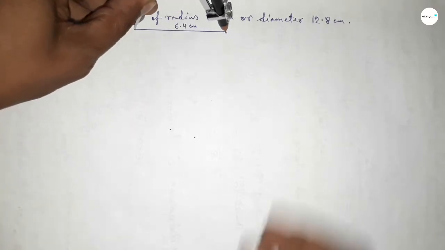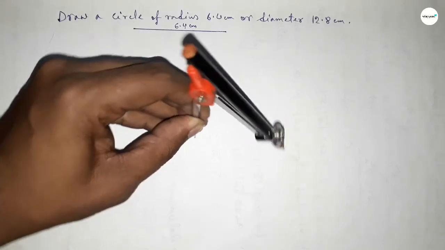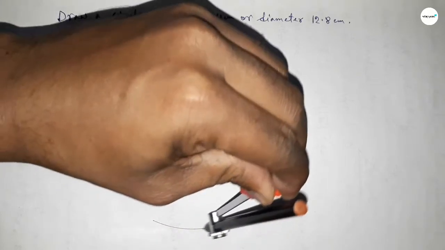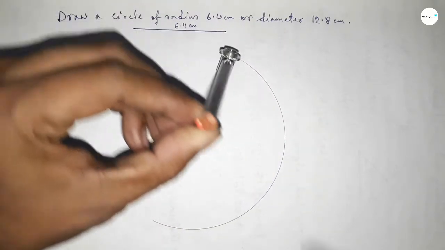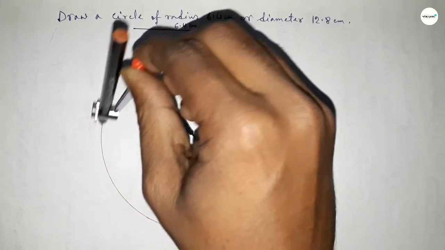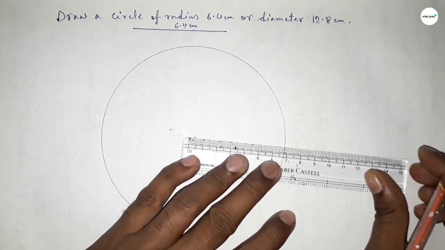Next, taking the length 6.4 centimeter by using compass and putting the compass on the point, and now drawing here an arc this way, and which represents a circle with radius 6.4 centimeter.